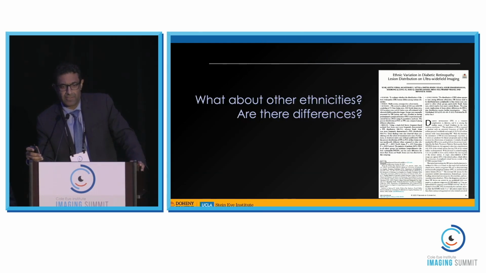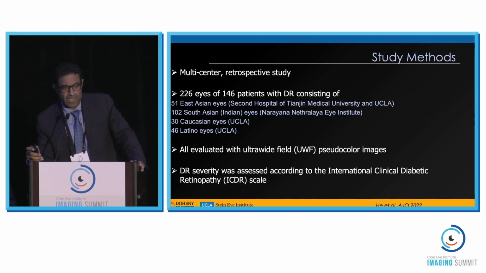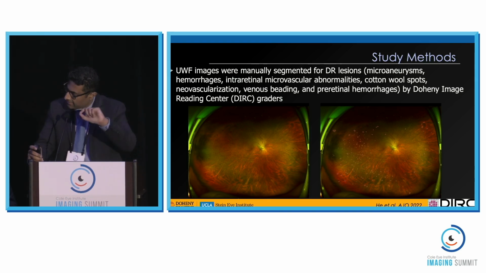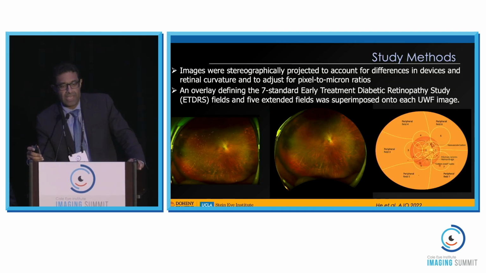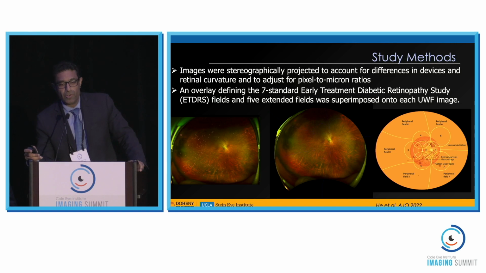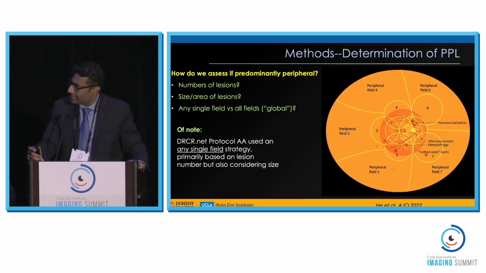So we wondered about other ethnicities, and this is the recent paper on this topic. This was still a relatively small retrospective study of patients, including South Asian, East Asian, and then both non-Latino Caucasian and Latino patients that we collected in our clinics. And so again, we used a pretty exhaustive method. We actually segmented every single lesion because we wanted to be very confident about the assessment strategy here. And we actually weren't sure what the best method was to determine PPL. So when you don't know how to do it, you do it every different way, right?